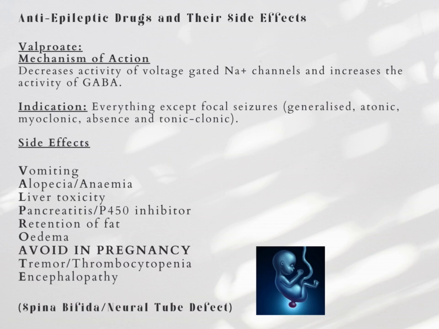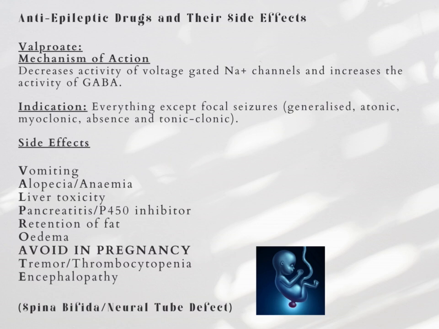Now, we're going to go through the different types of anti-epileptic drugs and their mechanism of action, indication, and side effect. Sodium valproate. This is the most commonly used drug in pretty much all types of epilepsy, except for focal seizures. The mechanism of action is that it usually decreases the activity of voltage-gated sodium channels and increases the activity of GABA. And as I said, it's pretty much used for every single type of epilepsy. It's generalized, atonic, myoclonic, absence, and tonic-clonic.